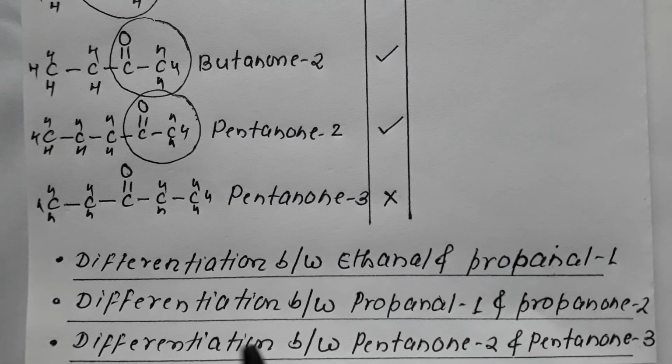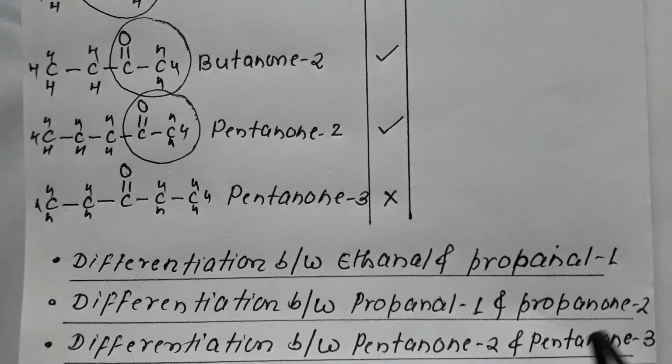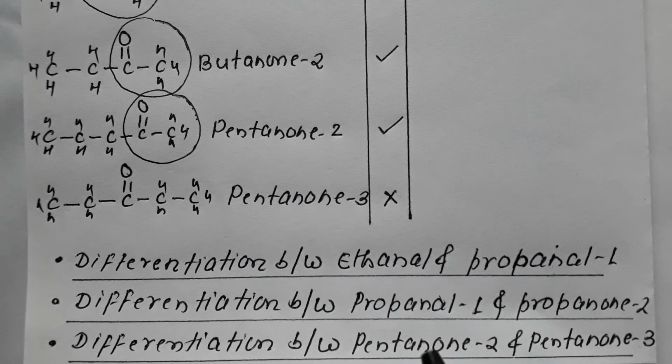Now how can we differentiate between propanol 1 and propanone 2? Propanol 1 and propanone 2 have the same molecular formula, C3H6O, and they just differ in the functional group. One has an aldehyde group, the other has a ketone group. How can we differentiate? Propanol 1 does not have the acetyl group, so it will not give the test. Propanone 2 has the acetyl group, therefore it will give the test. So propanol and propanone can be differentiated using the iodoform test.